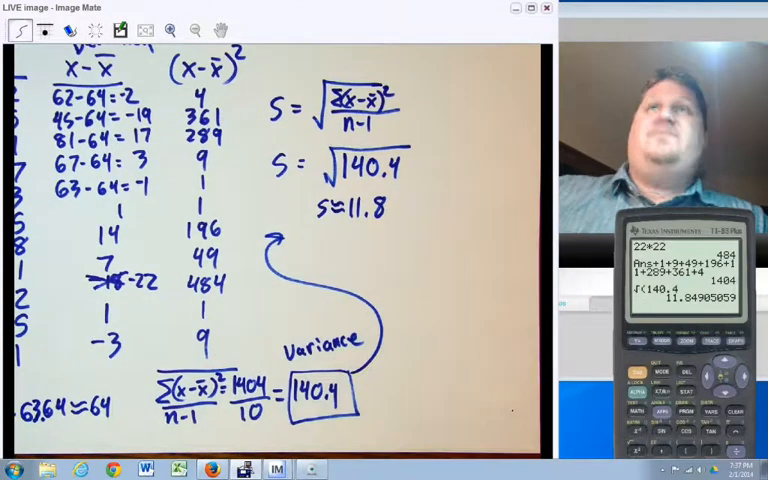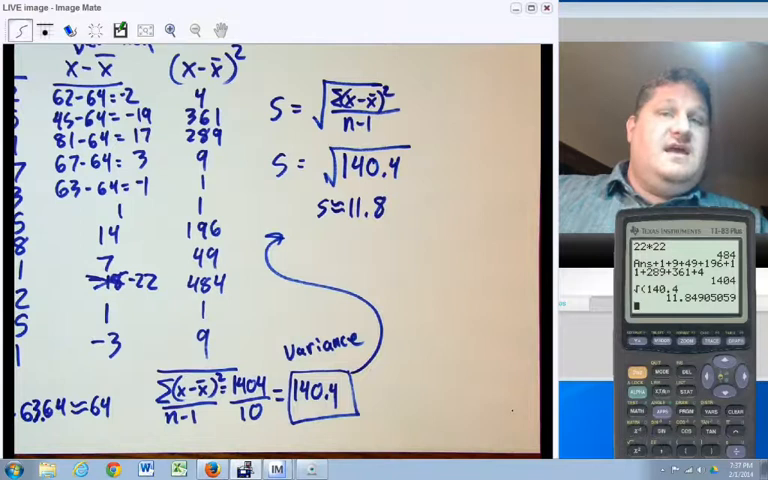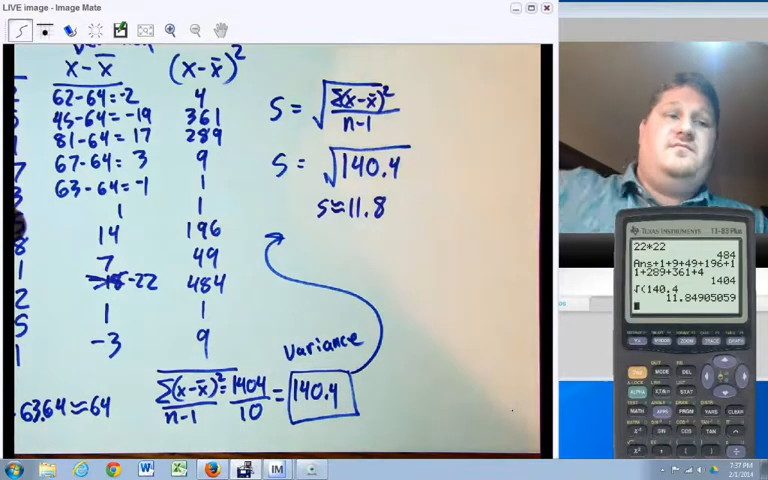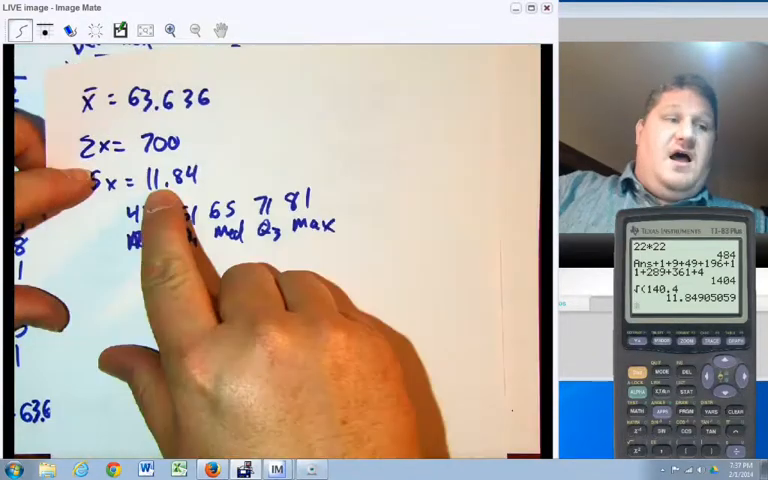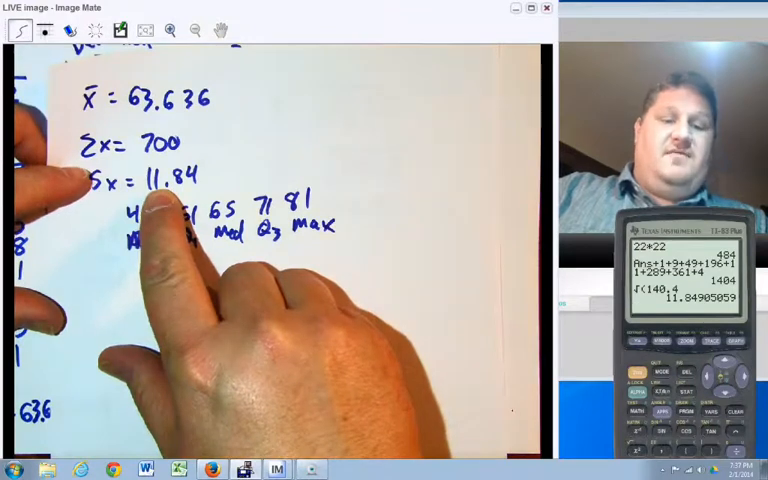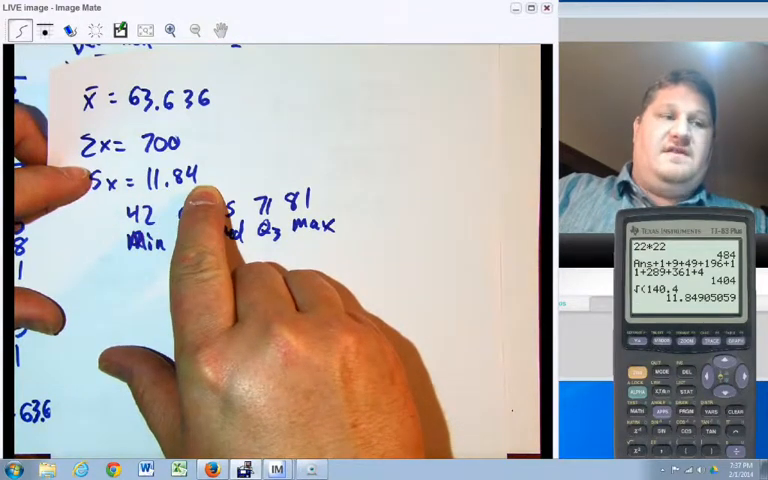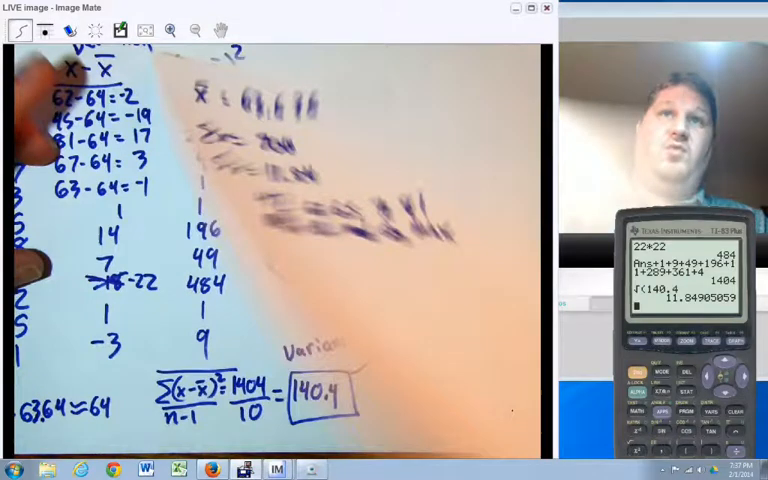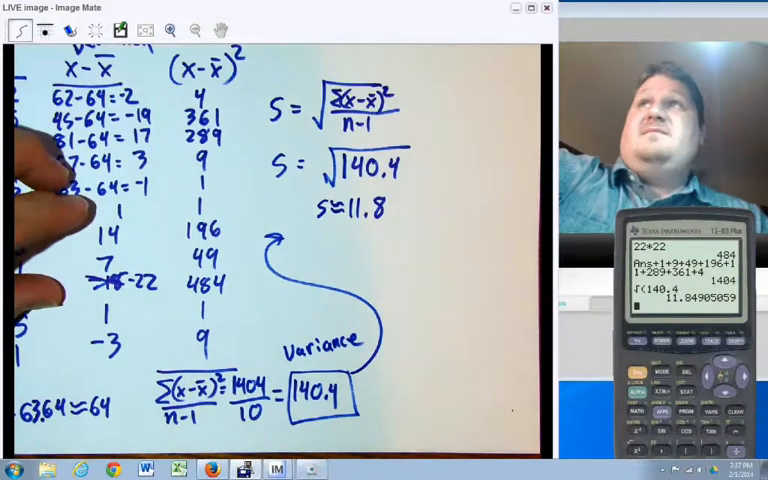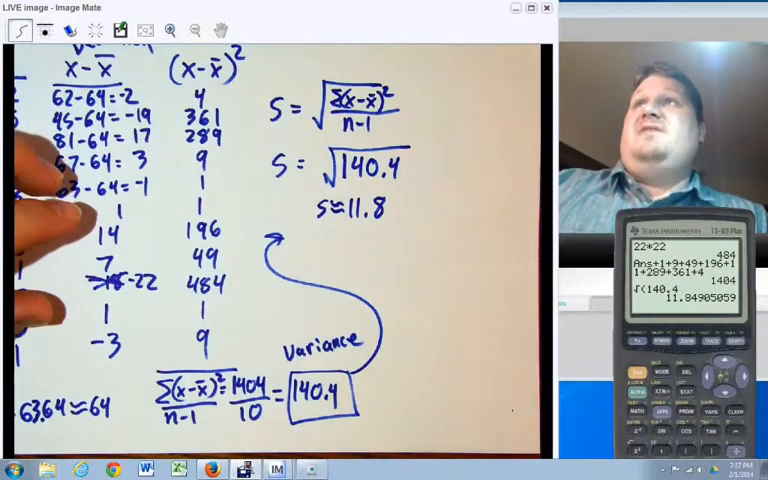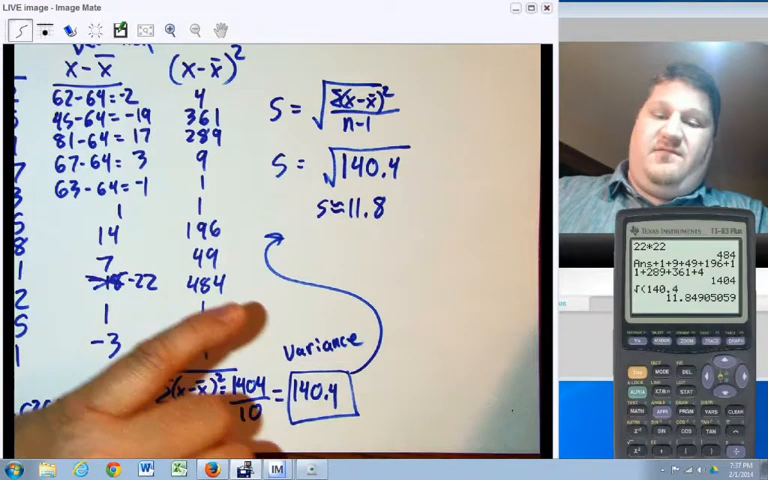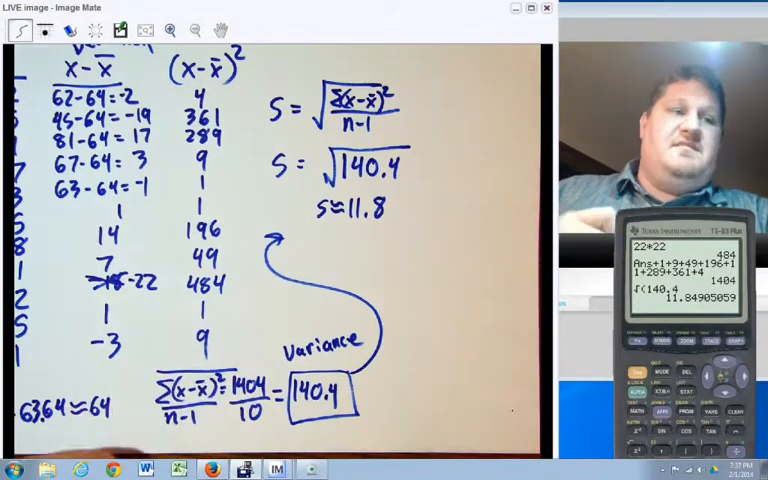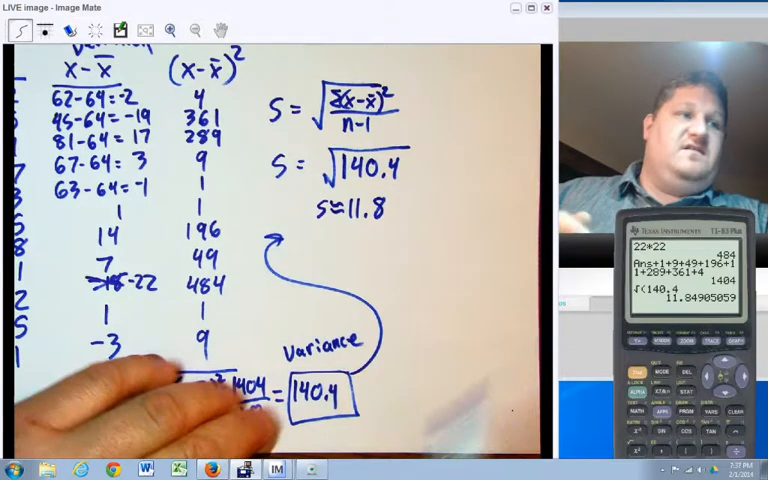Now, if I did it on computer or used the calculator, I would have actually come up with 11.84, allowing the calculator to do all of my work. So as you can see, I came up with 11.845, 11.8. I'm in the ballpark. This is my standard deviation.